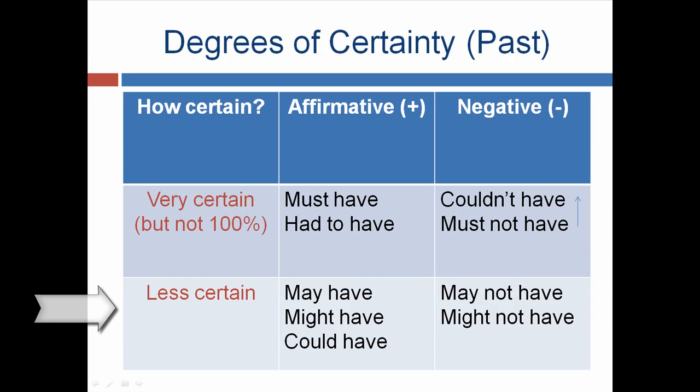Now, if you're less certain about a possibility, may have, might have, and could have are your choices. They're about 50% or less certain. In the negative, may not have and might not have are your choices.